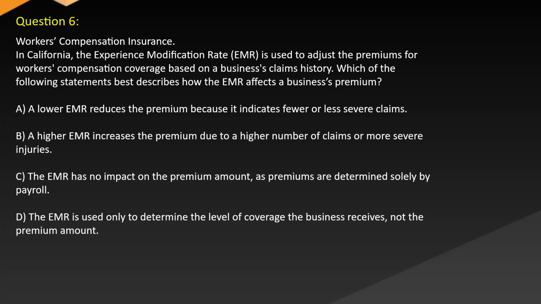A. A lower EMR reduces the premium because it indicates fewer or less severe claims. B. A higher EMR increases the premium due to a higher number of claims or more severe injuries. C. The EMR has no impact on the premium amount, as premiums are determined solely by payroll. D. The EMR is used only to determine the level of coverage the business receives, not the premium amount.